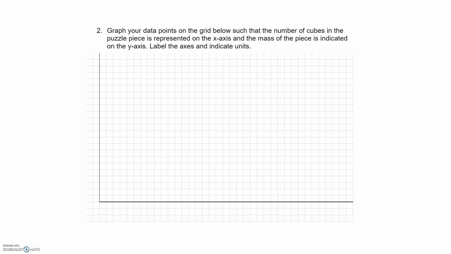Alright, so what this is asking you to do, it says graph your data points on the grid below. So the number of cubes in the puzzle piece is represented on the x-axis, and the mass of the piece is indicated on the y-axis, and to label the axes. So first off, go ahead and let's label these. We'll say this is the number of cubes.